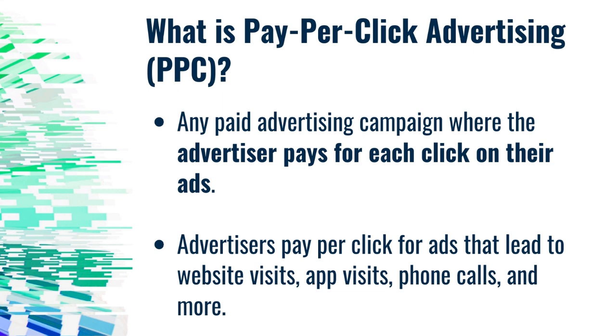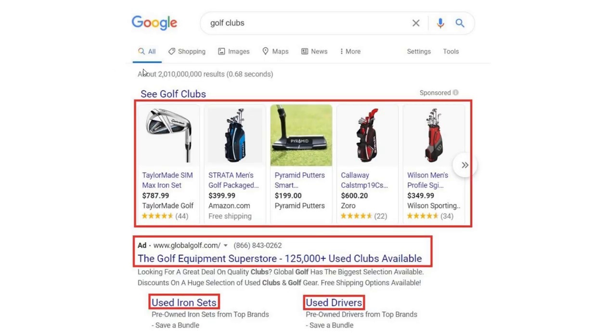One of the best ways to go over that a little bit more is to show you an example. Let's just say I'm looking for golf clubs. I go to Google, I search golf clubs. You're going to see at the very top, these are advertisements. You see the sponsored label up here. And then right here for globalgolf.com, this is another advertisement. Whether I click on this ad here, one of these site links down at the bottom, or any of these advertisements at the top, the advertiser will be charged for that click. These are PPC ads, and Google Ads is the largest PPC advertising network.